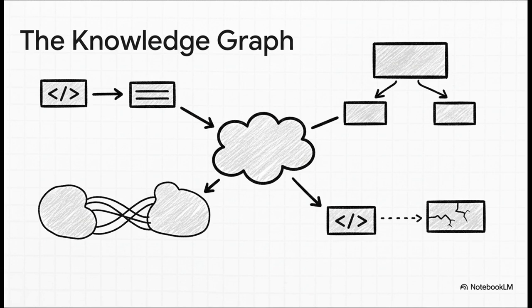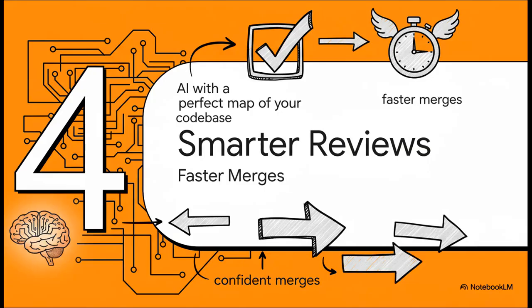I mean, this is the kind of institutional knowledge that usually only lives inside a senior developer's head after years on the project. Okay, so you've got an AI with a perfect living map of your code. What's the payoff? What do you actually get out of it? Well, the immediate result is just a much, much higher quality of code review, which naturally leads to merging pull requests way faster and with a lot more confidence.